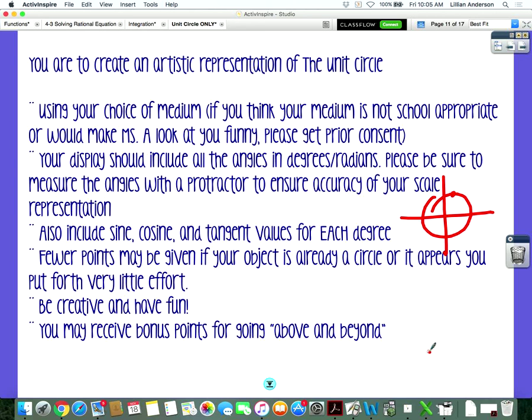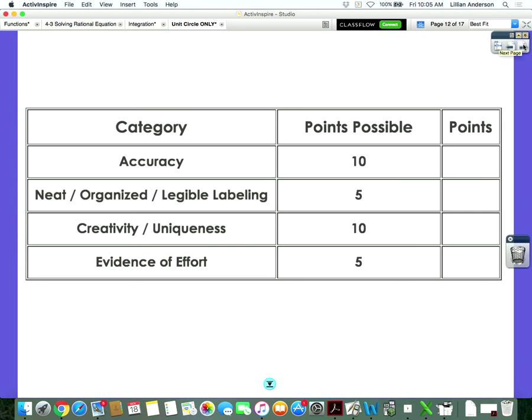And I do have some examples of ones that I've seen that I thought were pretty interesting. And there's a simplistic one in there. But here we go. Scoring: accuracy, of course. Neat, organized, legible labeling. Creativeness, uniqueness, and evidence of effort. Pretty straightforward. Okay.